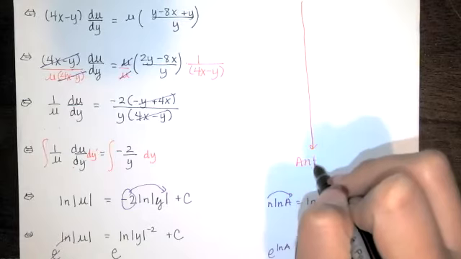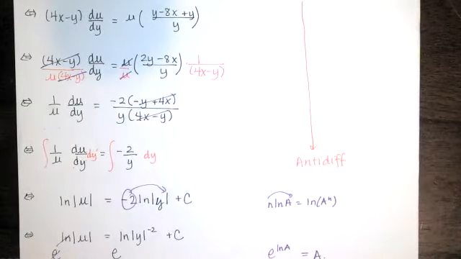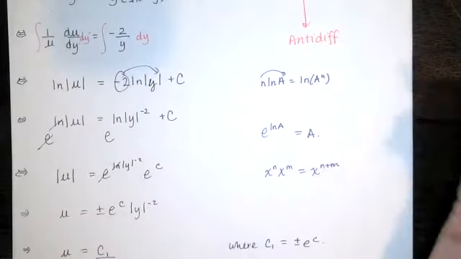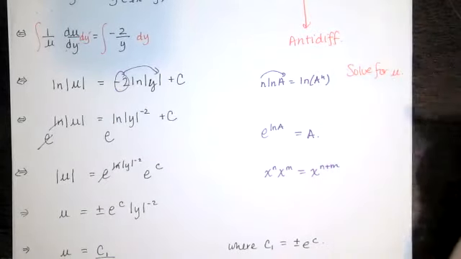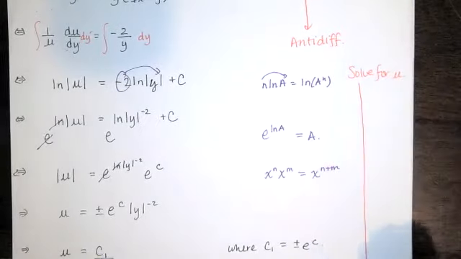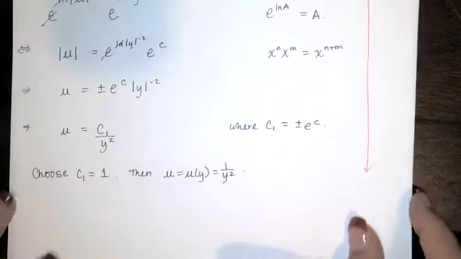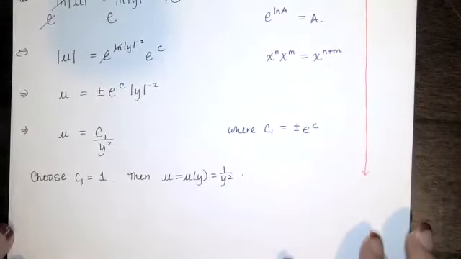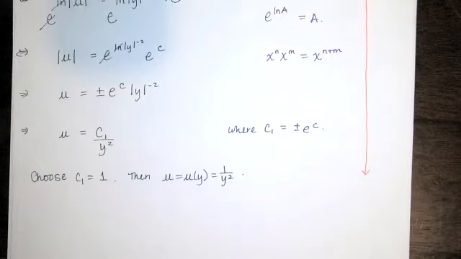Once we do that, then we anti-differentiate. And then after that, we solve for mu. And you don't have to show all of these steps, but I included them just in case you need them. All right. So then we were asked to make the differential equation exact by multiplying by that function mu.